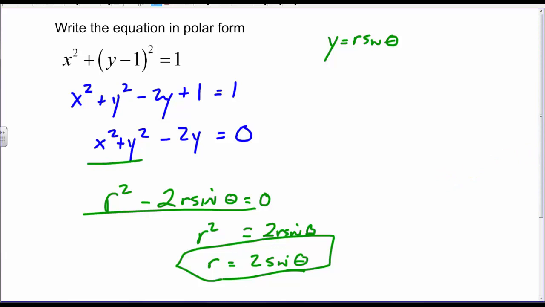So once again, if we're changing to a polar or rectangular, you've got to make sure everything's either in r's and thetas or x's and y's, depending on what they're asking you to do.